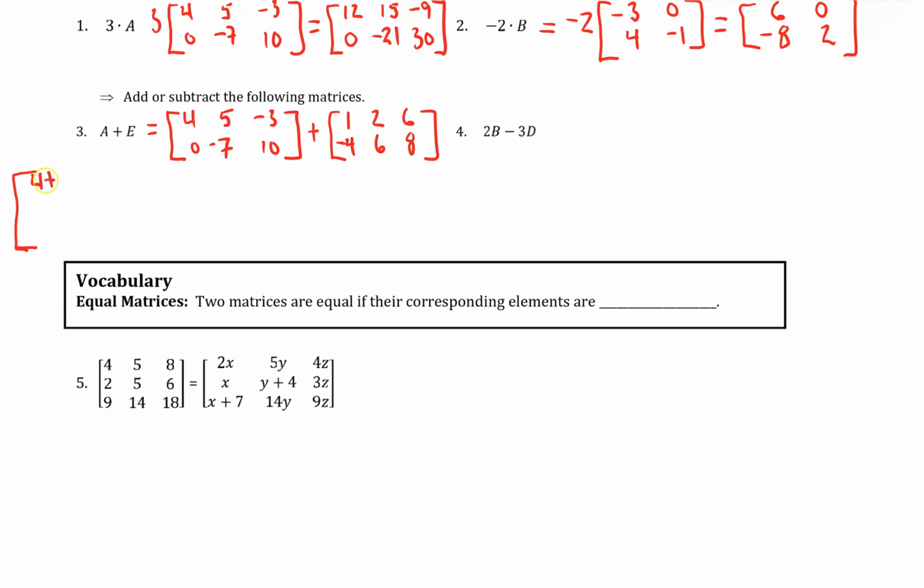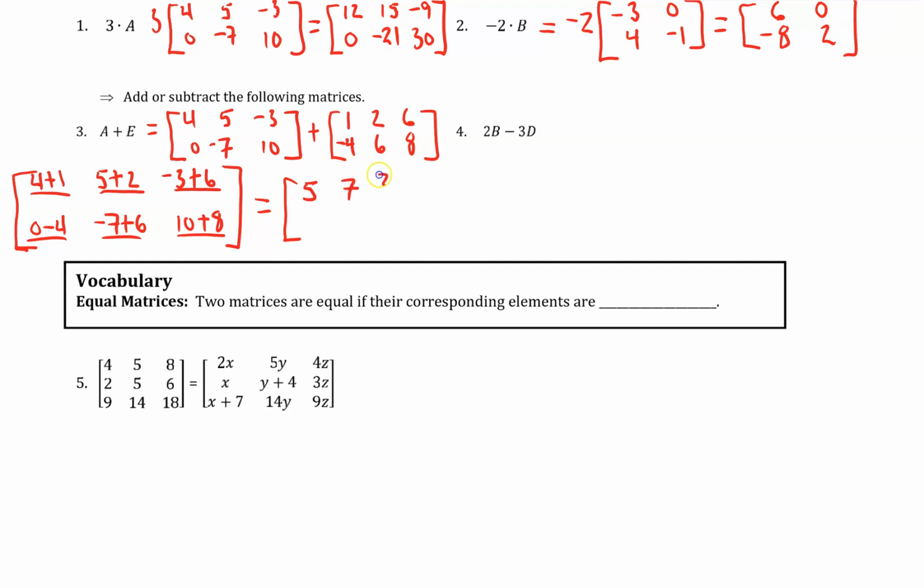This is going to be 4 plus 1. That's the first one. It's going to be 5 plus 2. That's the second one. It's going to be -3 plus 6. That's the third one. I have 0 minus 4. That's the fourth one. -7 plus 6. That's the fifth one. And 10 plus 8. That would be the sixth one. And when you do all that math, you're going to end up with a one that says 5, 7, 3, -4, -1, and 18. So hopefully that makes sense.